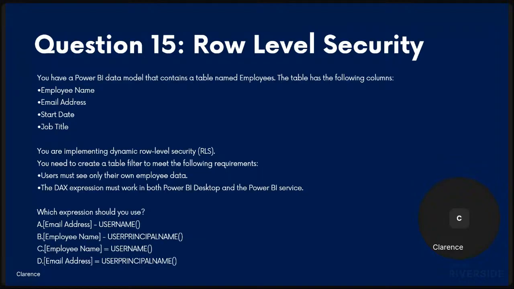If you already have an idea of what would be the correct answer, please just pop it on the chat, but we can just go through it. Okay, cool. Row level security. So you have a Power BI model that contains a table named employees, right? The table has the following columns. You've got the employee name, the address, the start date, and the job title. Very important. Those data sets tell you what you can actually do.